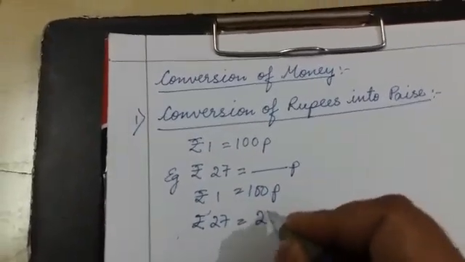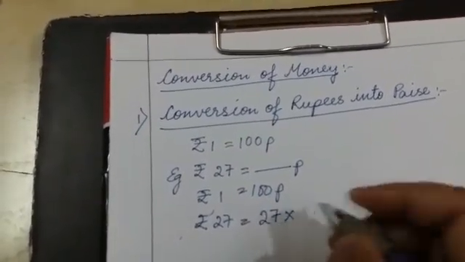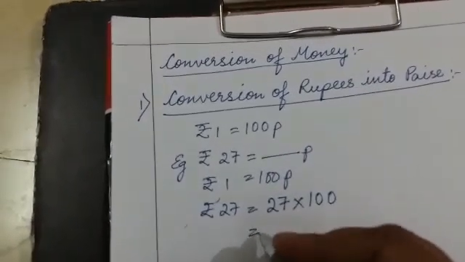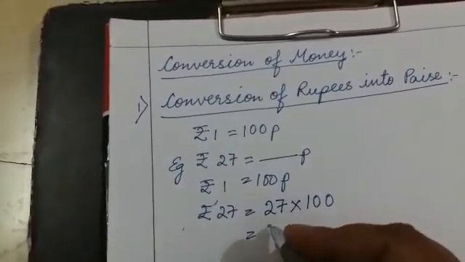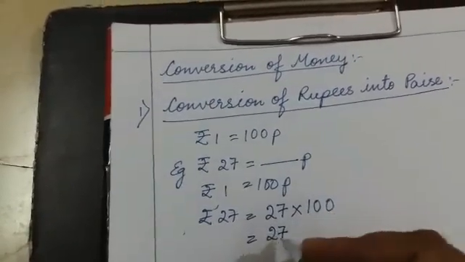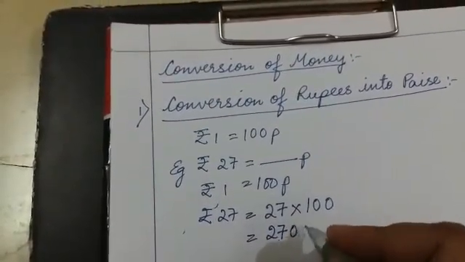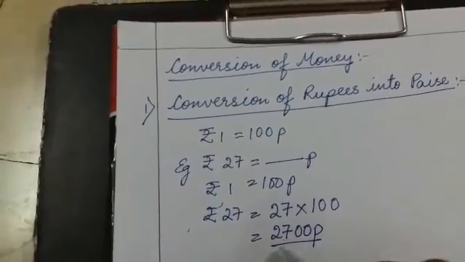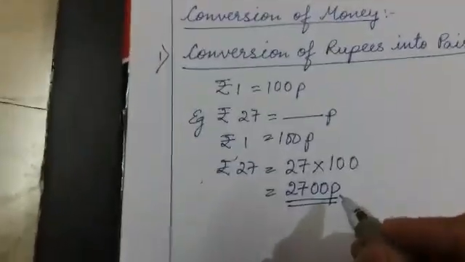We have to multiply this 100 with the given rupees. So we have to multiply 27 into 100. It will be 27 into 1, 27, and 2 zeros are added here. So we will put 2 zeros. Now it has converted into paise. So we got 2700 paise.